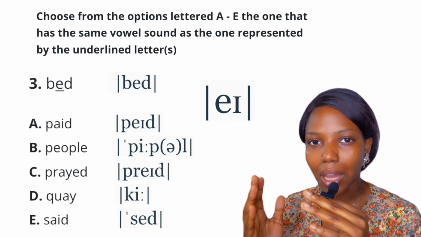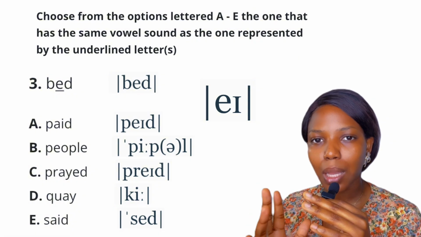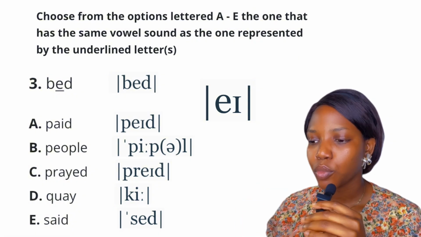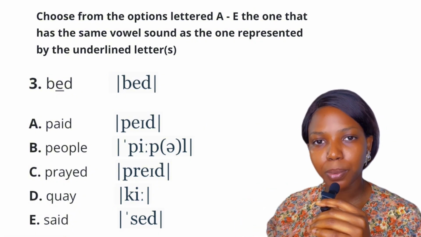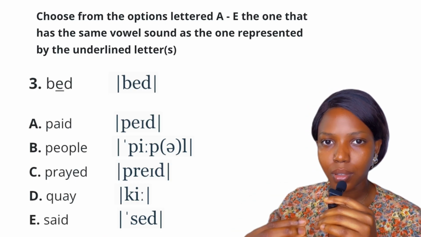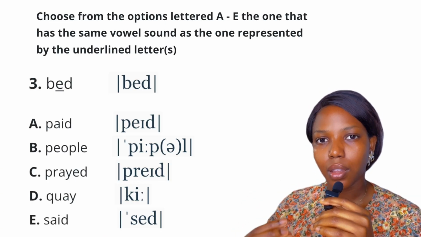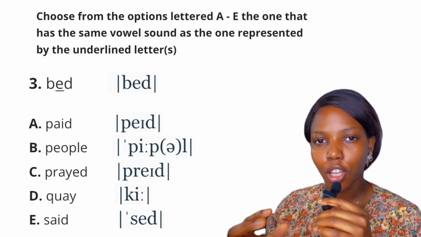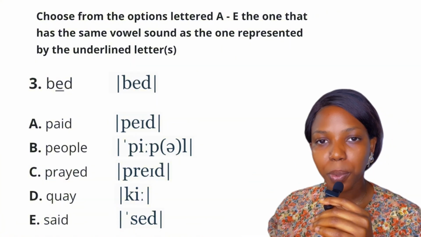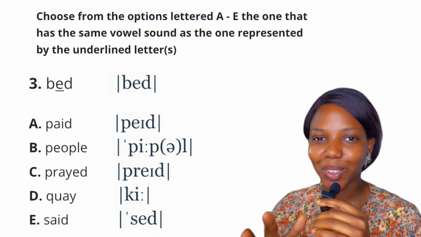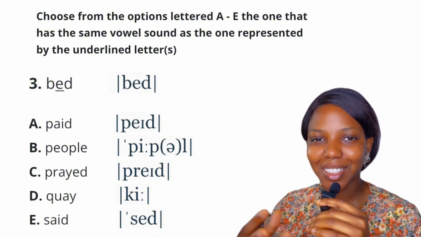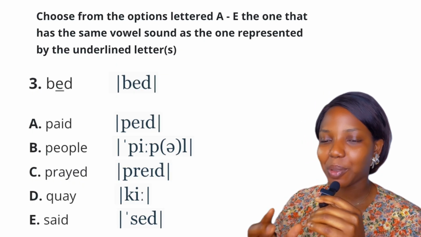So when you see the sound, know it's a diphthong. It can be separated. Okay. Option B, people. So we have p, e, p, and the e is an upside down e. Okay, so it's different from eh. It's a different sound. Okay.